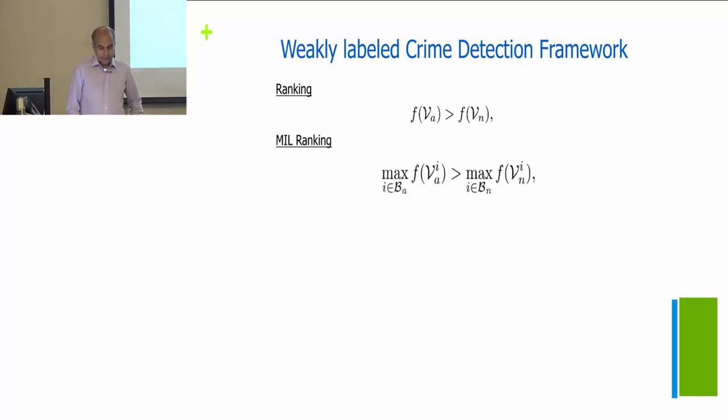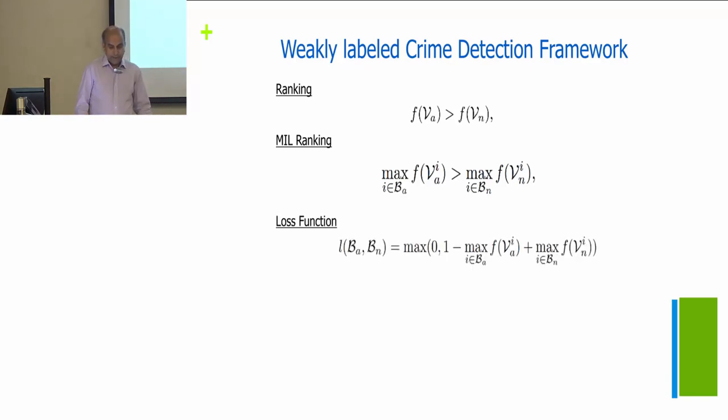And so what we will do is take a video and divide it into different pieces, and for each piece we will compute the function, and we want to make sure that the maximum value among all the abnormal pieces should be higher than the maximum value of all the normal pieces. We want to put this constraint. And so you can rewrite it like this, and this is our loss function. As we talk about neural networks, you need to know the loss function. So here is the loss function.